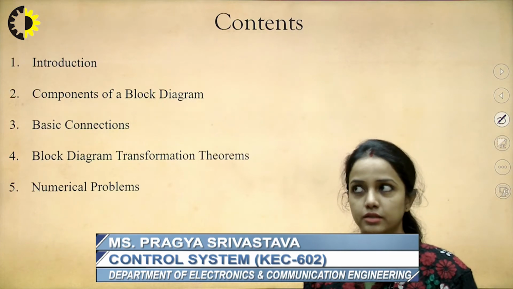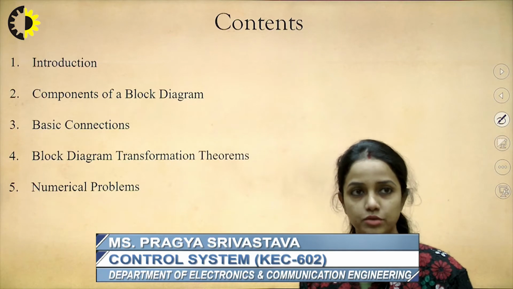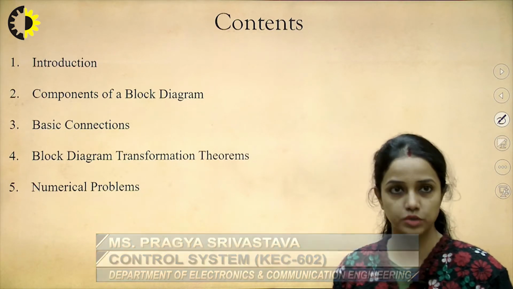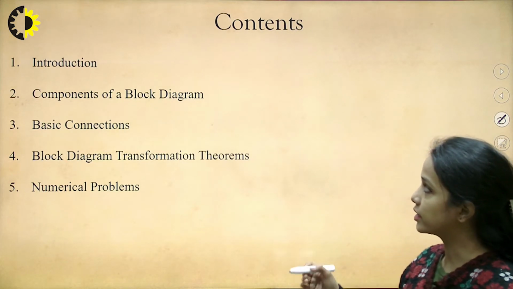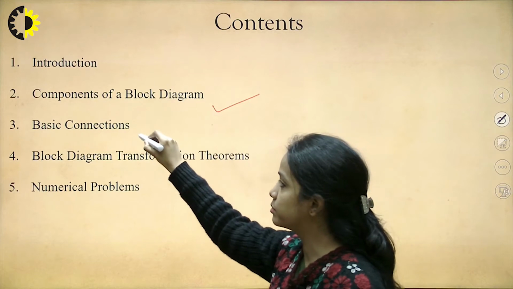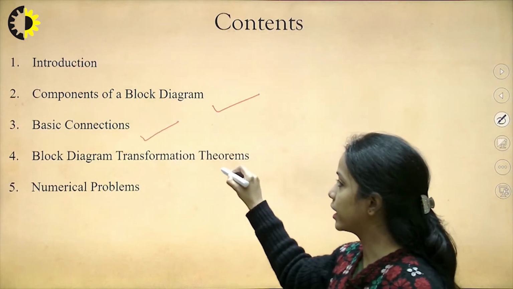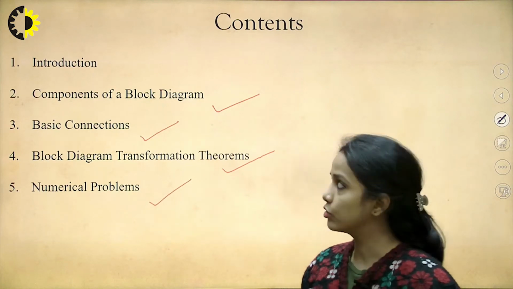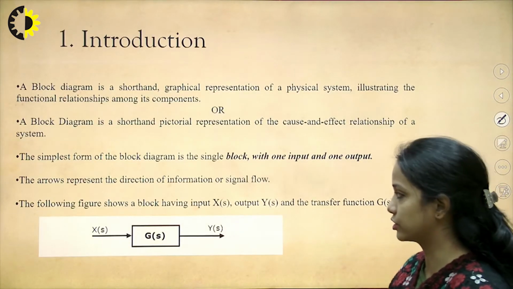During the evaluation of a closed loop control system, we have come across the transfer function analysis of a closed loop control system. In my present lecture, we will be discussing the concept of block diagram, the basic connections, the block diagram transformation and some numerical problems. So, starting on with the introduction.